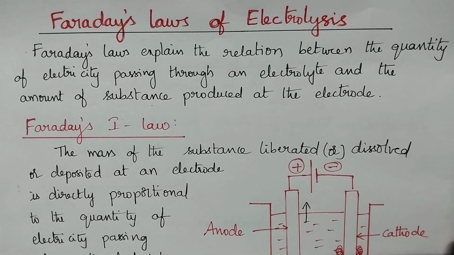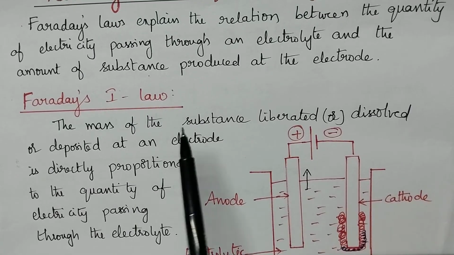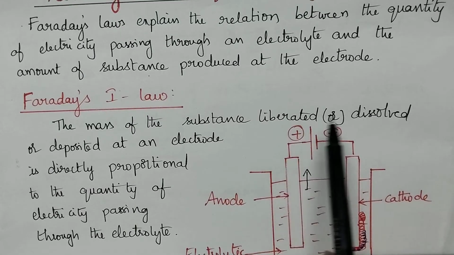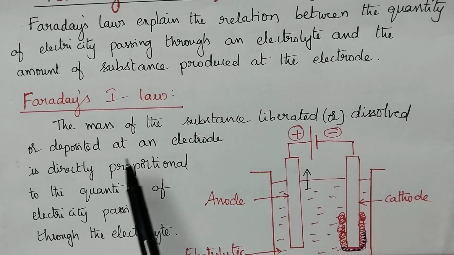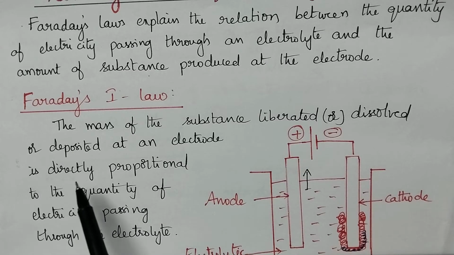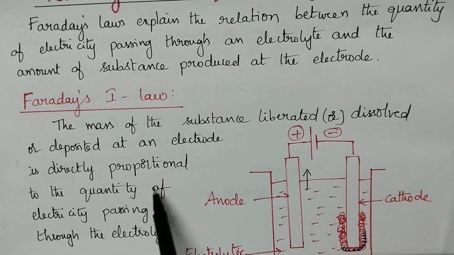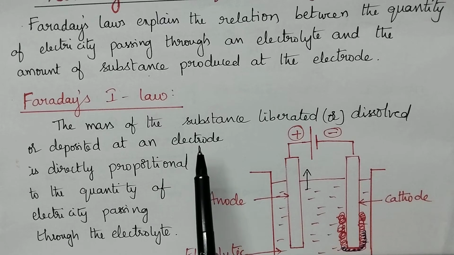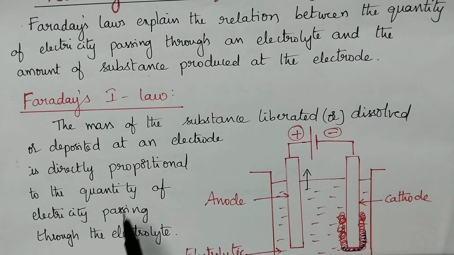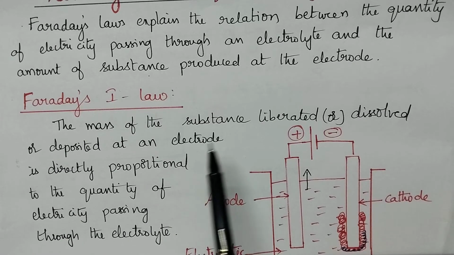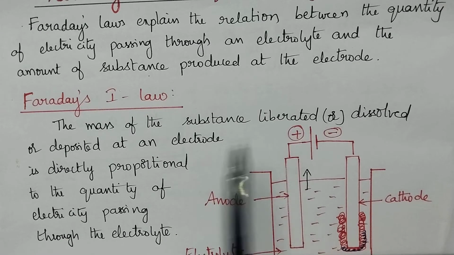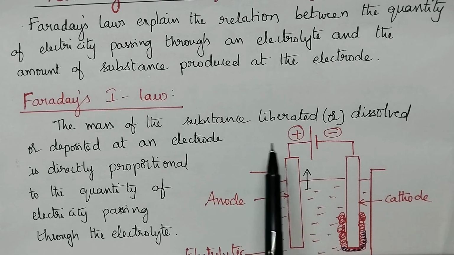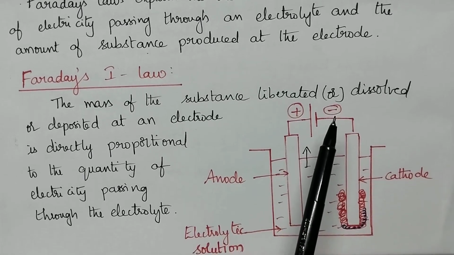Coming to Faraday's first law, it states that the mass of the substance liberated or dissolved or deposited at an electrode is directly proportional to the quantity of electricity passing through the electrolyte. So simply, Faraday's first law explains the relationship between the quantity of electricity passed and the amount of the substance liberated or dissolved or deposited at an electrode. Let us consider a simple example.